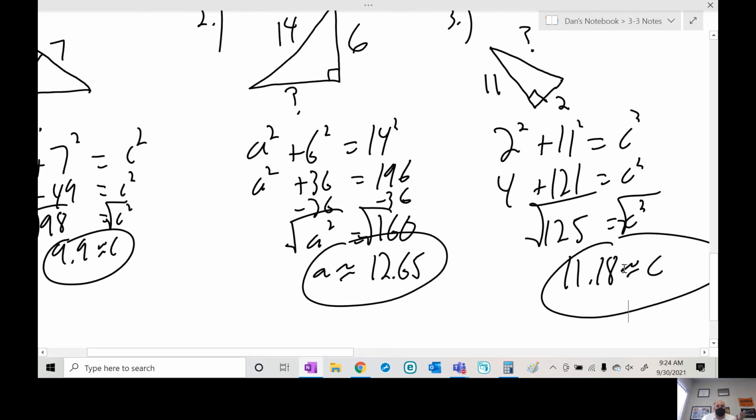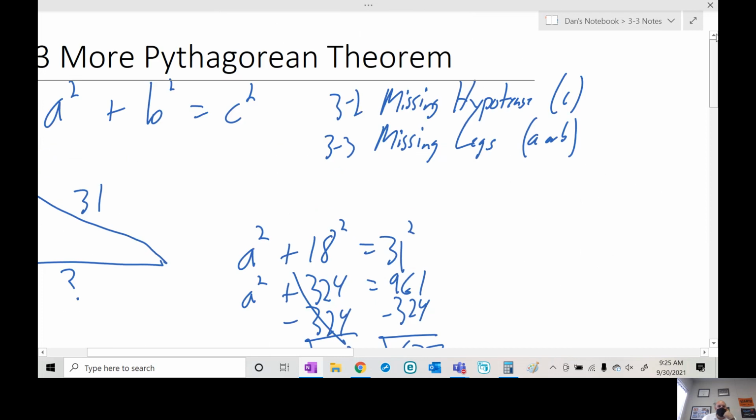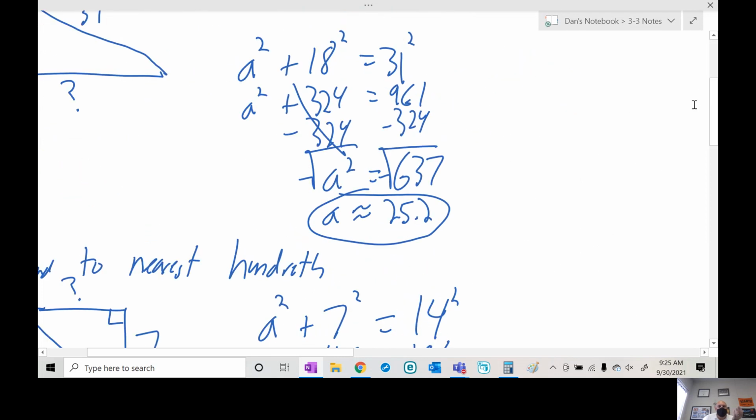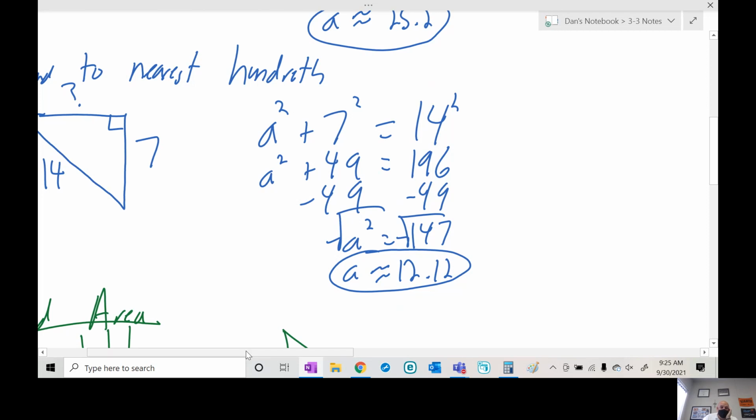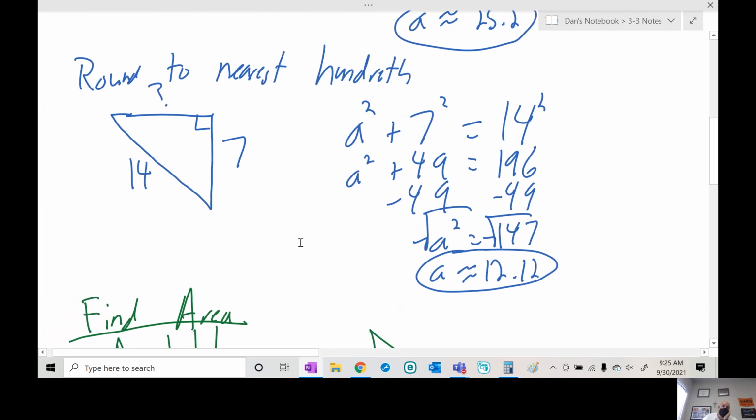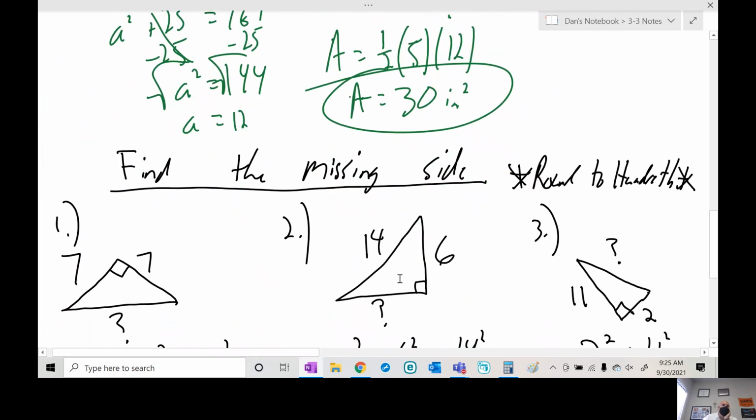So it's extremely similar to what we did last time. The only difference is the majority of the problems, the leg is going to be missing, so we subtract. They're going to give you area problems, not just perimeter, and they could do perimeter and area, and then they're going to go back and forth between the leg and the hypotenuse missing.